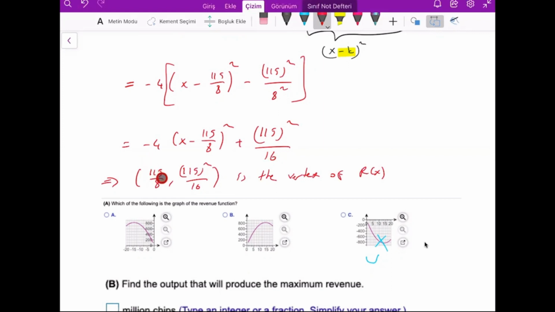155 over 8 is 135 point 1.14, etc. Approximately 14. Okay, so 14 is our vertex. So here, for example, this is our vertex. Let's show that this is 155 over 8. Okay, so this is our vertex.